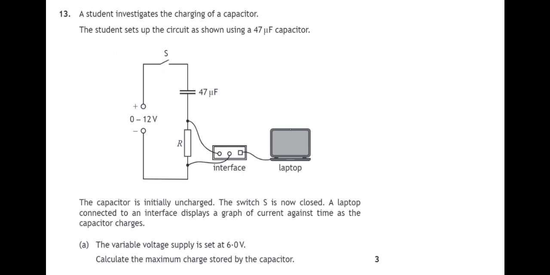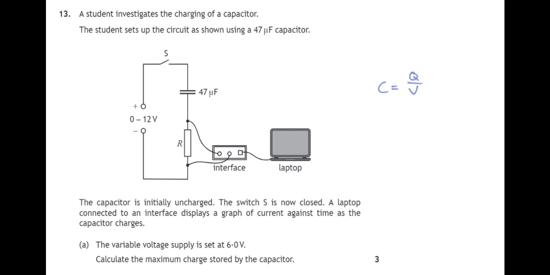Question number 13. A student investigates the charging of a capacitor. The student sets up the circuit as shown using a 47 microfarad capacitor. The capacitor is initially uncharged. The switch S is now closed. A laptop connected to the interface displays a graph of current against time as the capacitor charges. The variable voltage supply is set at 6 volts. Calculate the maximum charge stored by the capacitor.